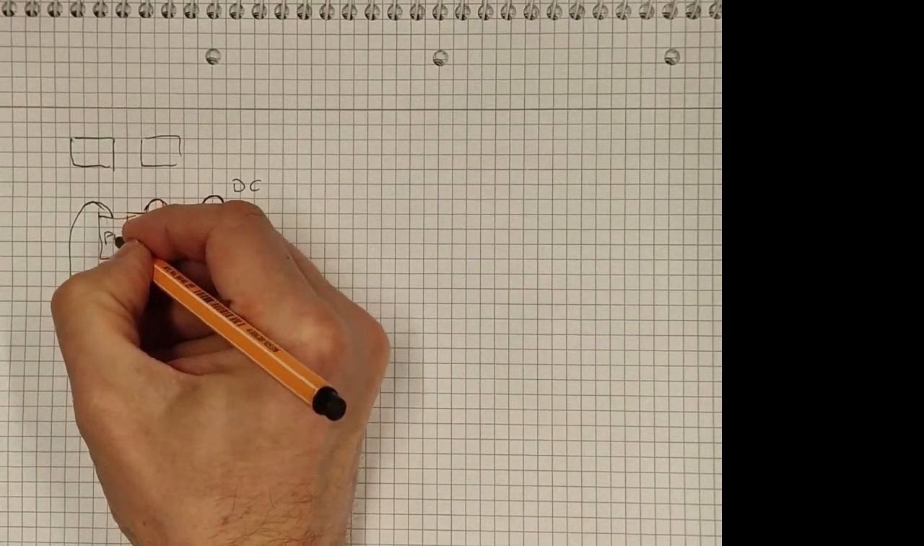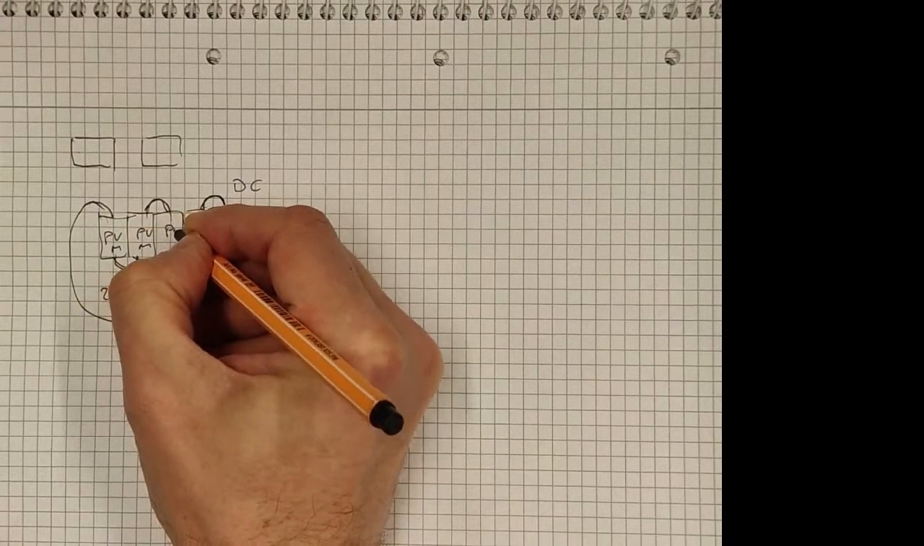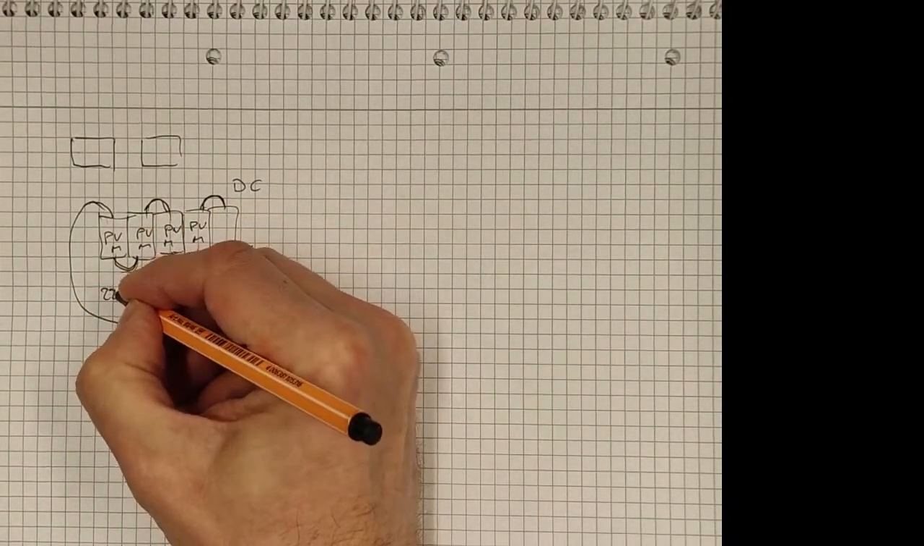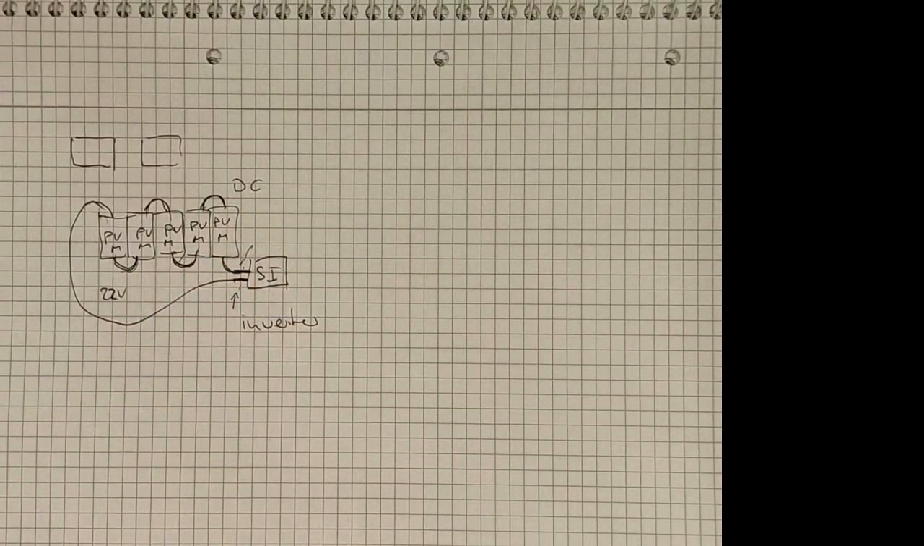So this is one PV module, right? It's a module, not a cell. PVM. Each module yields 22 volts or so. How much do we have in the end?